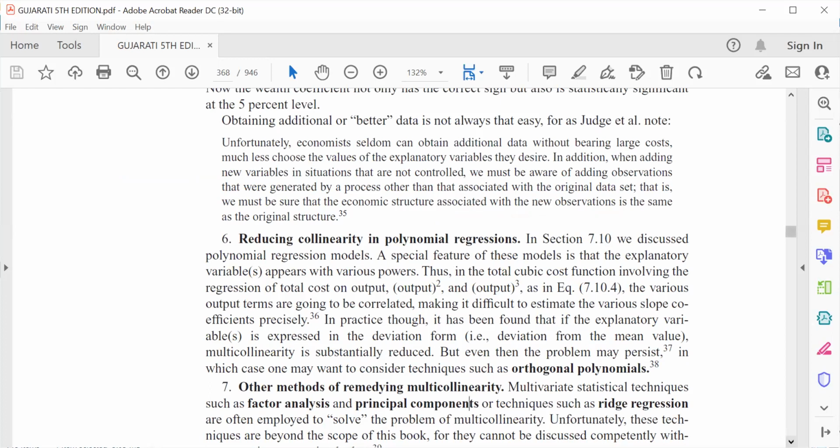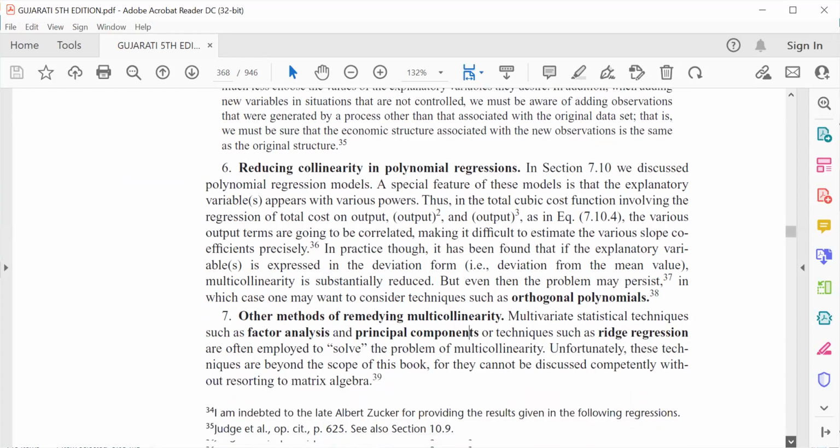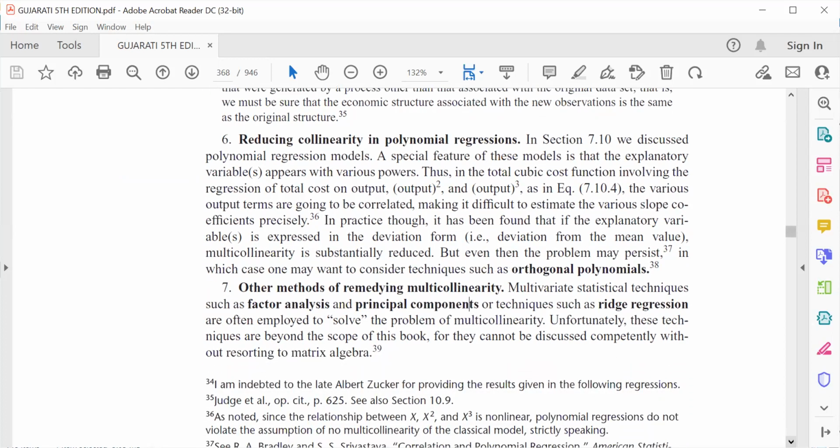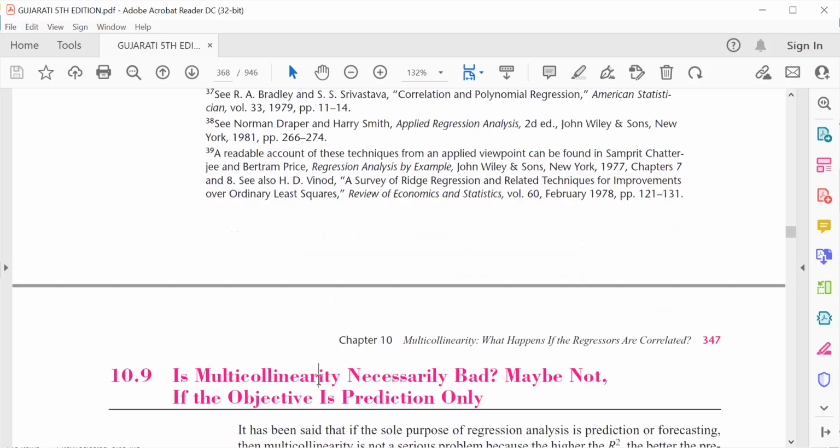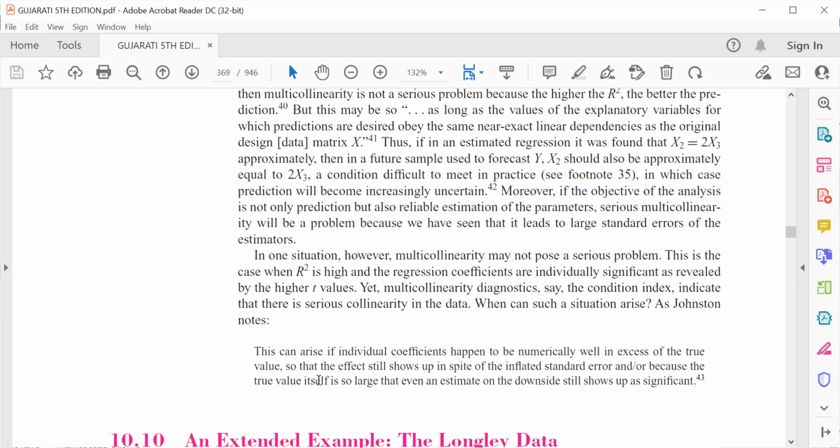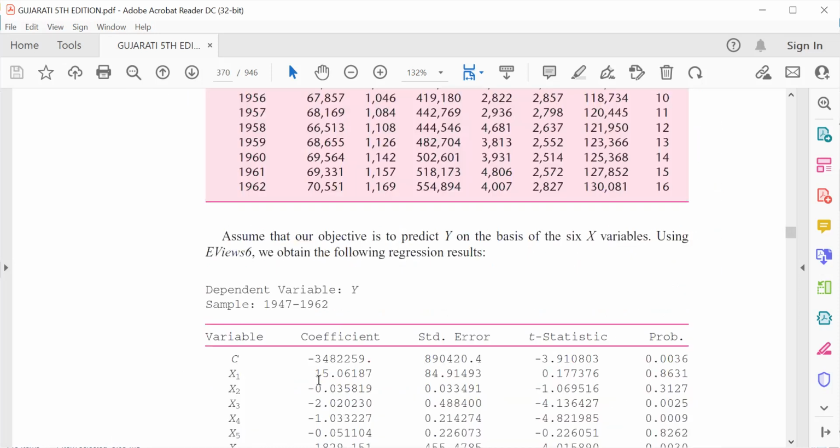And number 7, another method for measuring multicollinearity is factor analysis. But this model or ridge regression, I don't encourage you to use this one, number 7, because we can add or drop one of the variables based on theory.